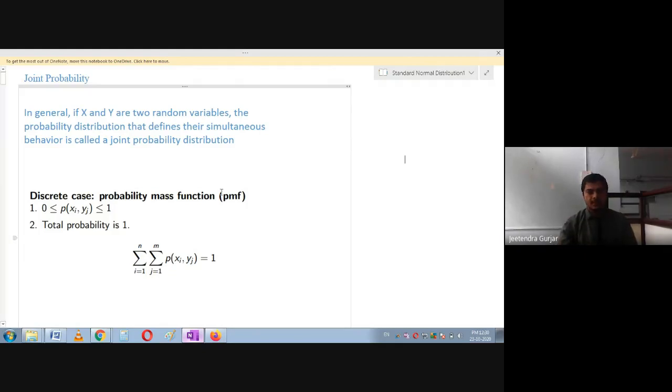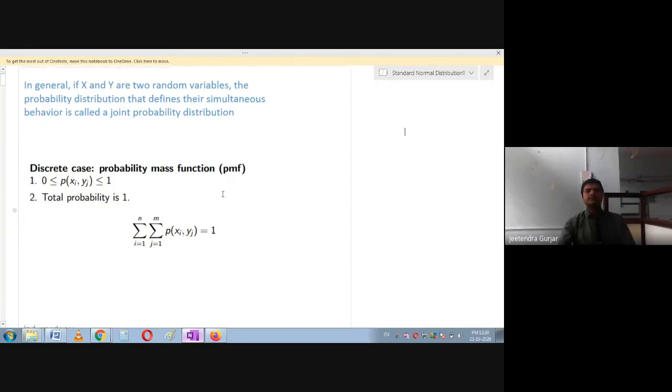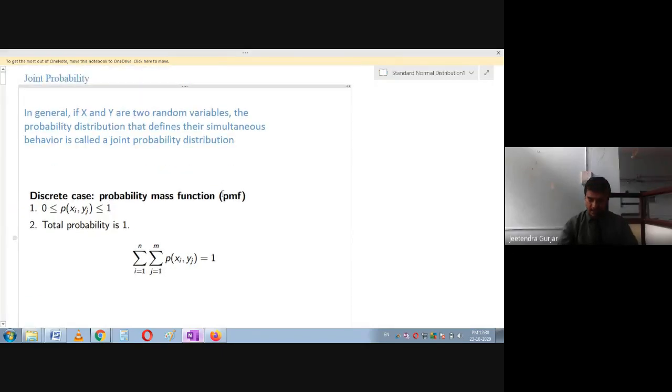Very important, please remember this. Then we see the discrete case. The joint probability distribution is a discrete probability distribution, which means we get the probability mass function, that is PMF. Please remember this, and this probability is between 0 and 1. We denote this as P of xi, yi.